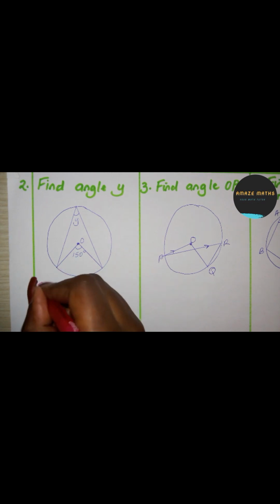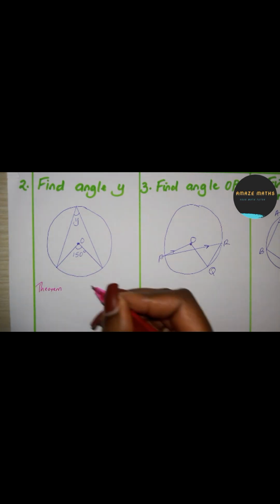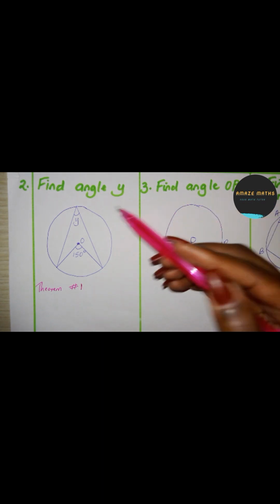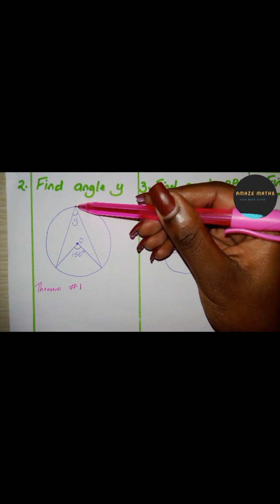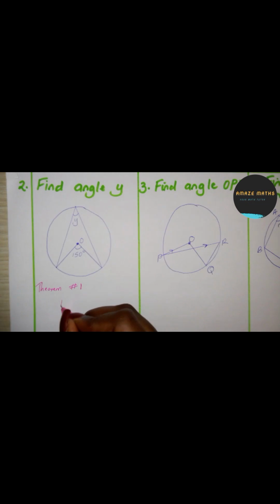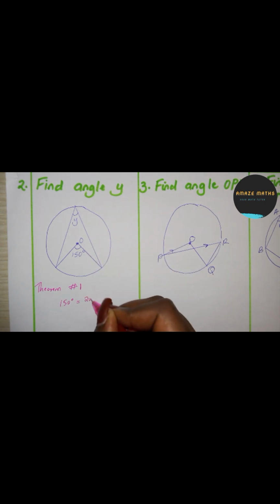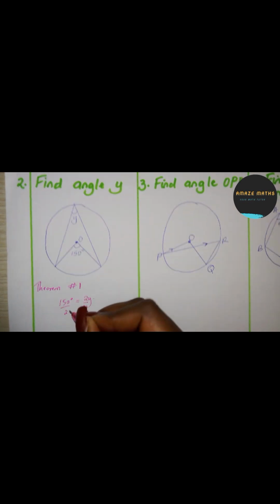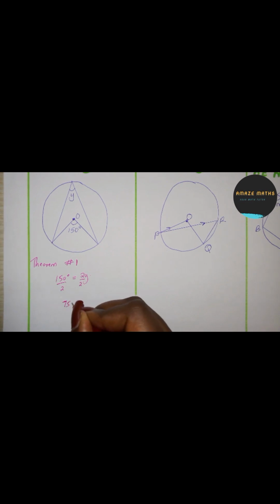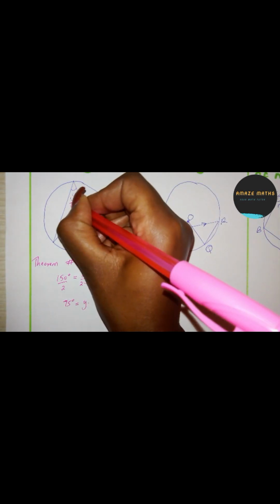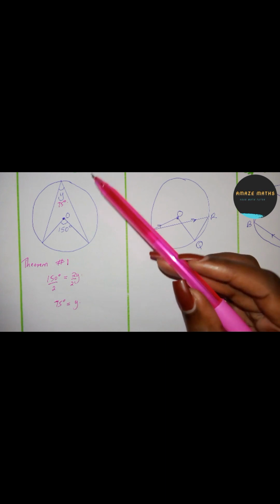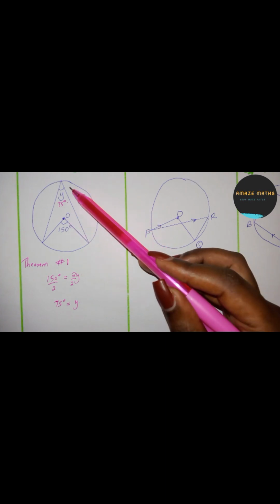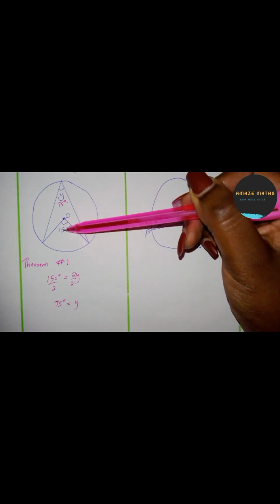Now using theorem number 1, whereby the angle subtended at the center of the circle is twice the angle subtended at the circumference. So if this is 150, it's twice of that one. So to find y, we divide by 2, and therefore 75 degrees equals y. So this one is 75 degrees. So the angle subtended by an arc at the center is twice the angle at the circumference. So 75 times 2 is 150.